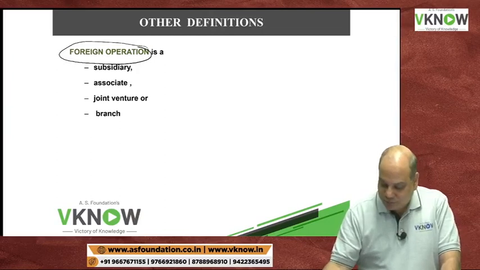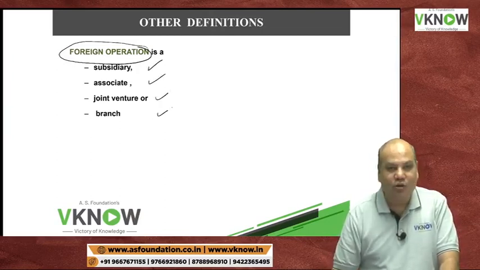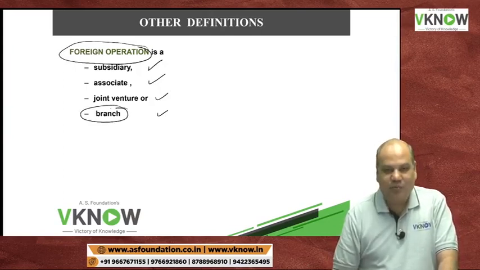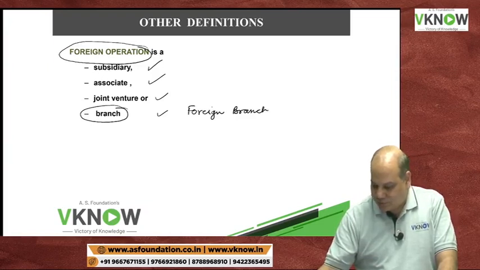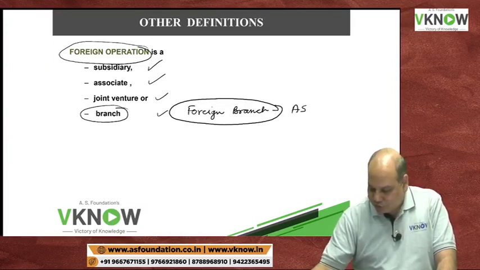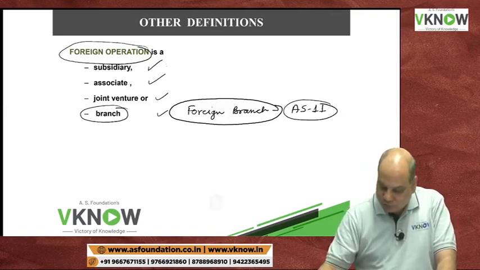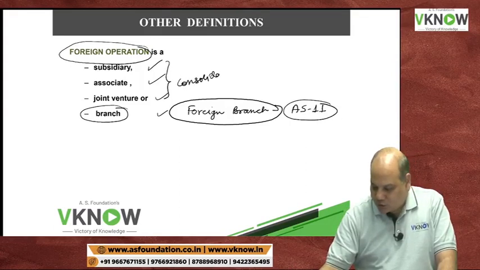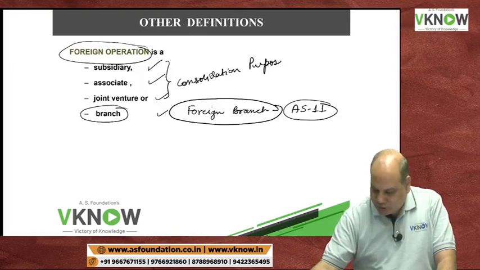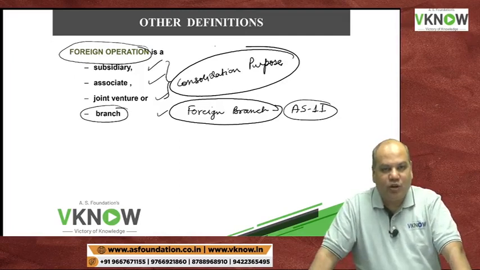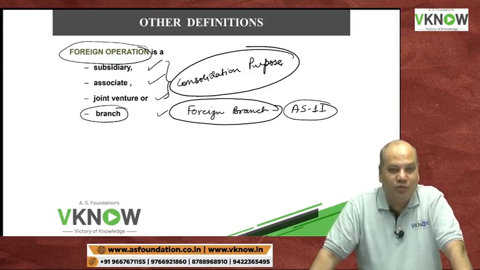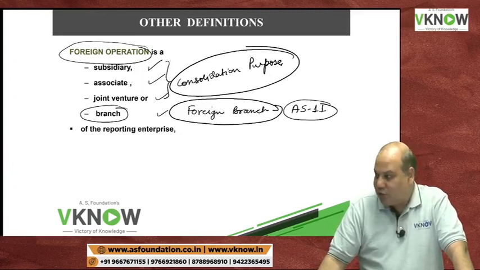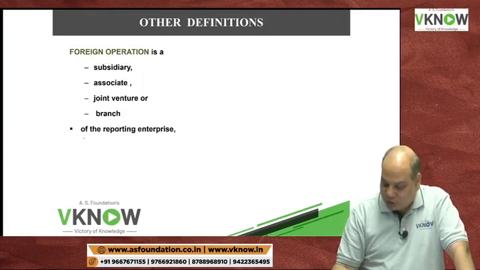What is a foreign operation? Foreign operation can be a subsidiary, associate, joint venture or a branch. In your syllabus, there is a branch account also where you will study in detail about foreign branches. The accounting of foreign branches you will do as per AS-11 which you are studying right now. These three are used for consolidation purposes. But good news is that your current syllabus does not have consolidation. So only theoretical discussion will happen. No problem will be solved for subsidiary, associate and joint venture because it's not a part of your current syllabus. Okay, Bitcoin is not a foreign currency. Somebody said Bitcoin. It is not a foreign currency.